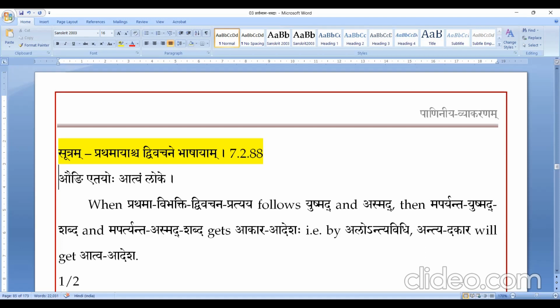And Au, Etayoho Attam. This is the place where Atta Adesha Bhavati. Then when the Prathama Vibhakti Dvivachana Pratyaya follows Yushmad and Asmad, Ma Paryantasya Yushmad Asmad will get Akara Adesha. We saw before, Atta Yatta Nimitta Itara Vibhakti Pratyaya Pare, Alontyasya Lopa Bhavati, Siddhanta Kaumudikara. So here Akara Adesha it gets. The Antya Dakara will get Atta Adesha.